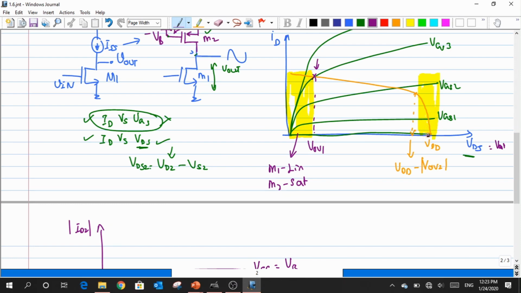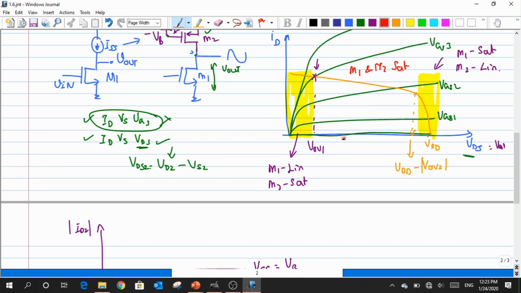So let us go for the other extreme. In this extreme, which region are my M1 and M2 in? M1 is in saturation, but what about my M2? Yes, it is in linear region. Are you clear with this? Now it is only this particular region where I can see that both M1 and M2 are in saturation. So I have to use this region in order to read out my VO max and VO minimum.